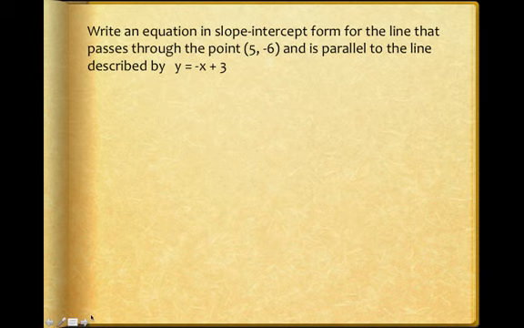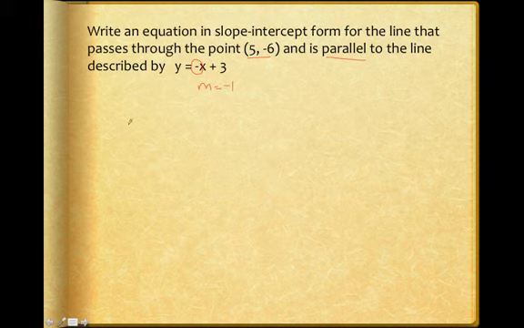Now I want to write an equation in slope-intercept form for a line that passes through the point (5, -6) and is parallel to the line described by y equals -x plus 3. So I know several things already. I know that my new line is going to have a slope that is the same. Remember, this is parallel, so it has to have the same slope as this line. And I see here that my slope is -1. So I've got a point, and I know my slope is going to be -1 in order to be parallel.